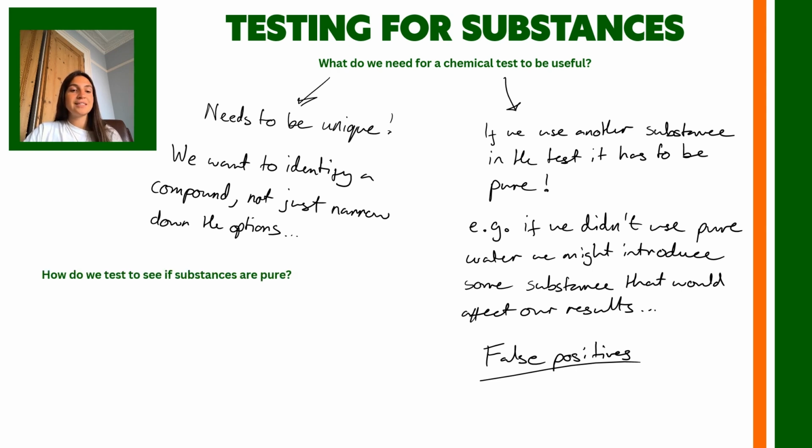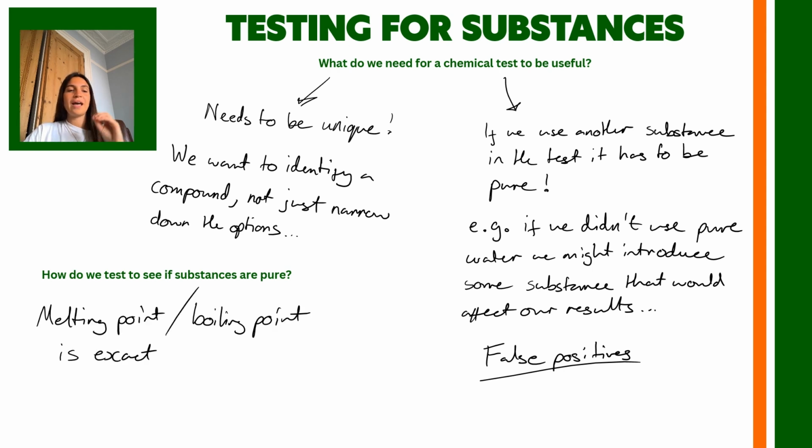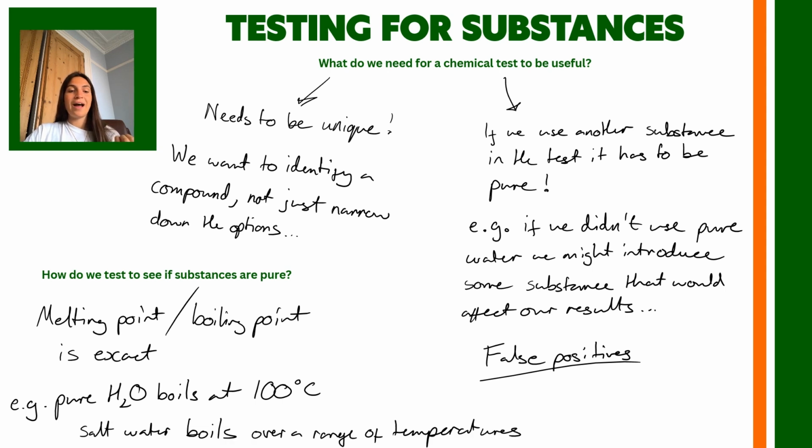How do we see if substances are pure? So remember, you're looking for a distinct, exact melting or boiling point. Things that aren't pure have a range of boiling points. So pure water, H2O, boils at 100 degrees, whereas salt water will boil over a range of temperatures. So that should tell you.